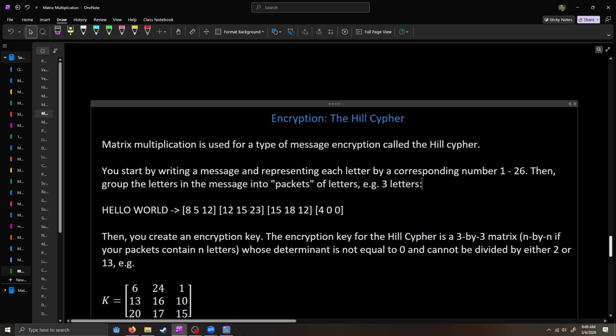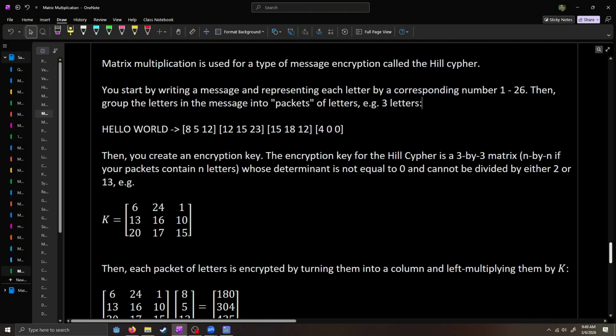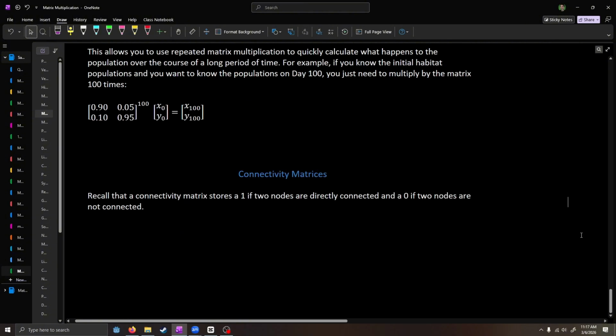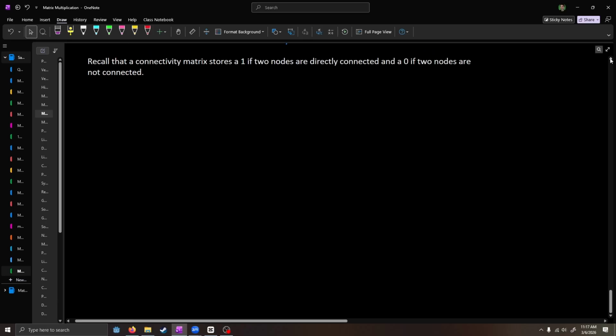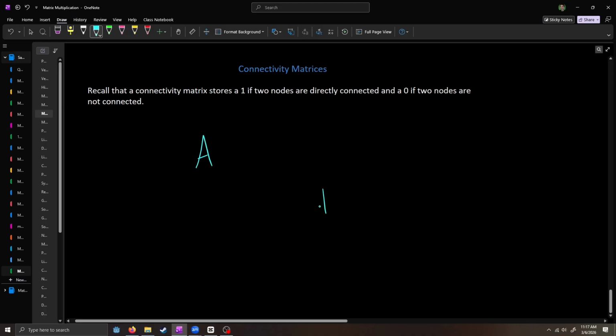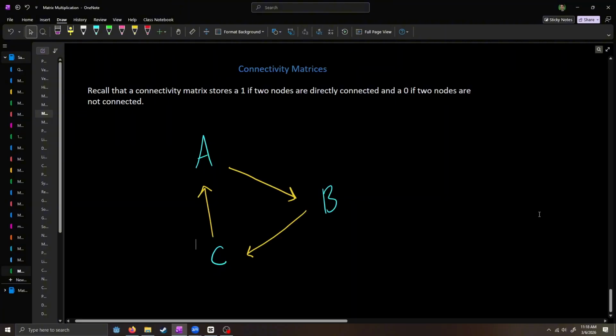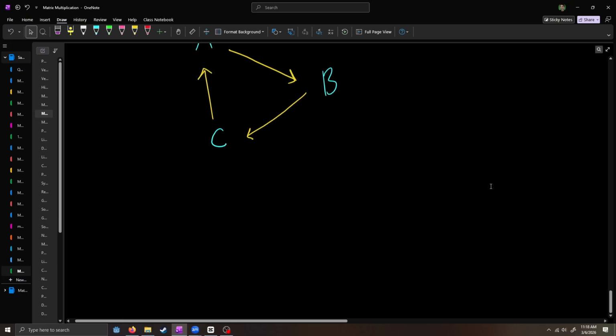So in the Hill cipher, we use matrix multiplication to encrypt messages. So that's one application of matrix multiplication. So let's go back to when we introduced connectivity matrices in lesson number 4, where we talked about if we have a collection of nodes, maybe for example A, B, C, which are connected potentially by some links or pathways, then this network can be represented by a connectivity matrix that has 3 rows and 3 columns.